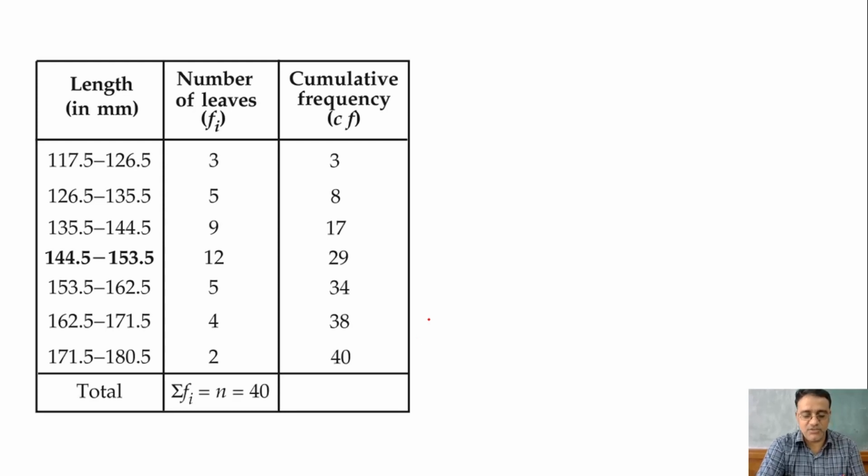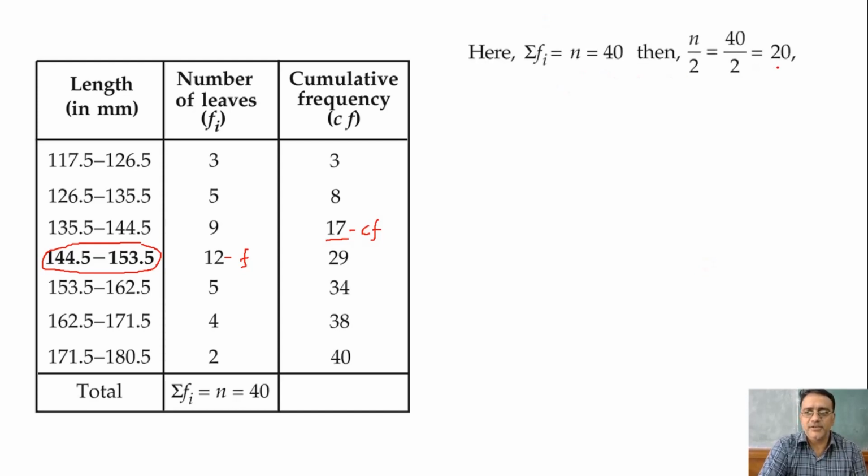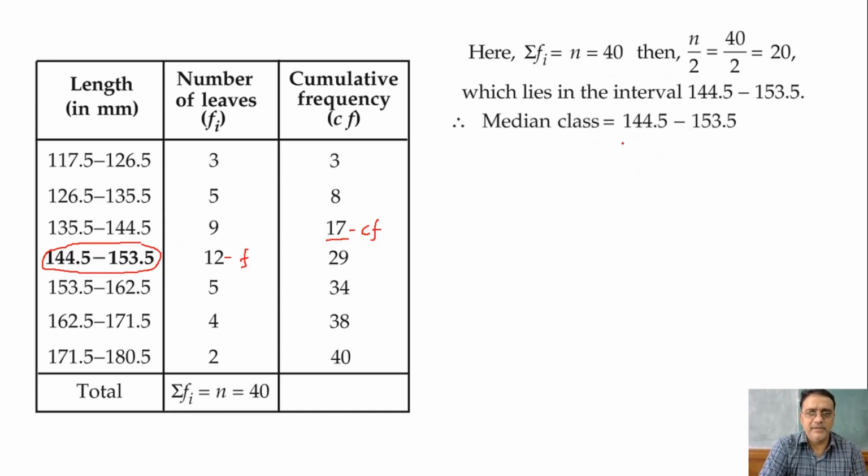20. The CF just smaller than 20, the first smaller one, is 17, and the class after 17 is 144.5 to 153.5. Right, this is the median class, and this is the value of F, and this is the value of CF. What is the value of L? 144.5. Okay, what is the value of H? 9. Okay, so we'll write here n by 2 is 20, which belongs to 144.5 to 153.5. So the median class is this one, and the value of L is 144.5, F is 12, CF is 17, and H is 9.